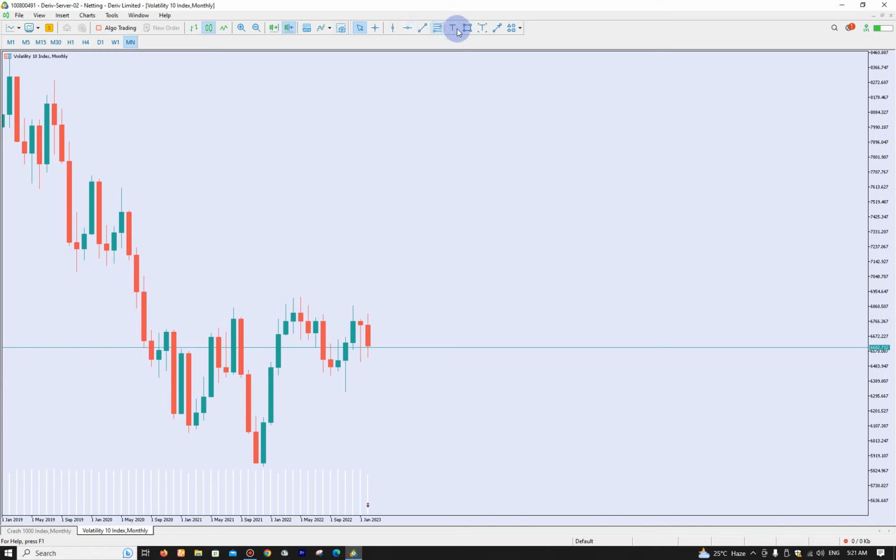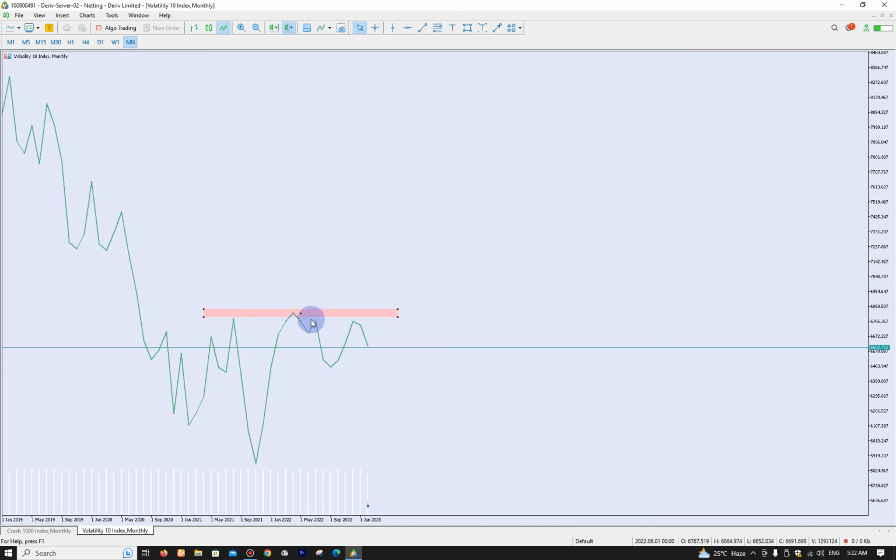Look at what is currently happening. This is a strong zone where we have multiple weak rejections. If we turn it into the line chart, you can actually see what is happening. This is a strong rejection zone. On the line chart, you see how pronounced this is.